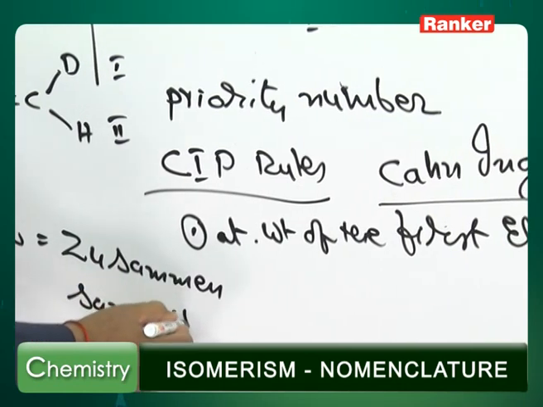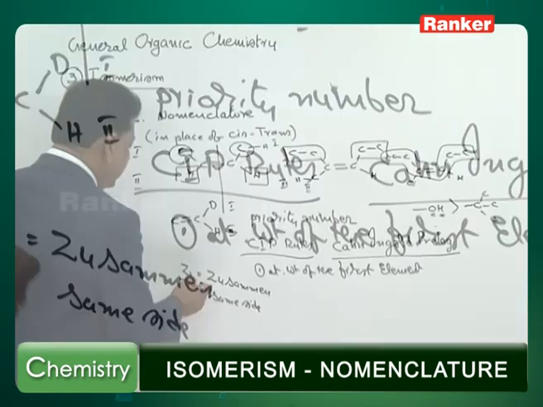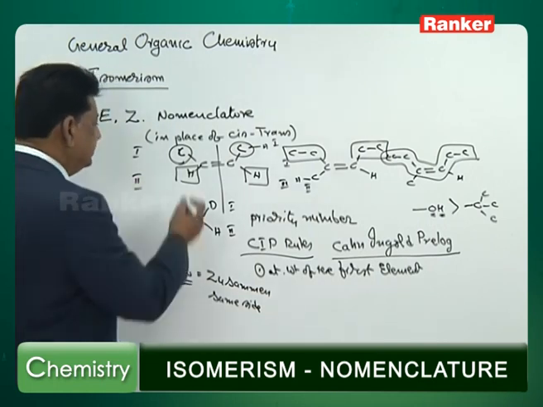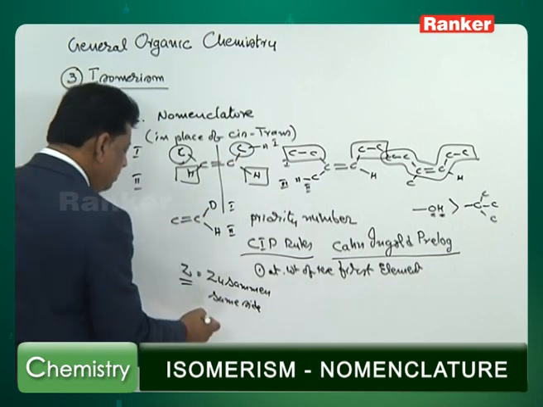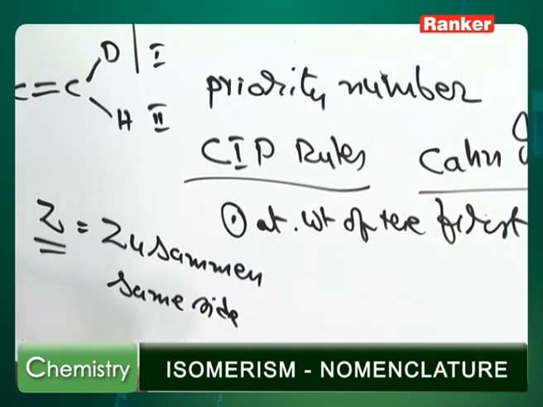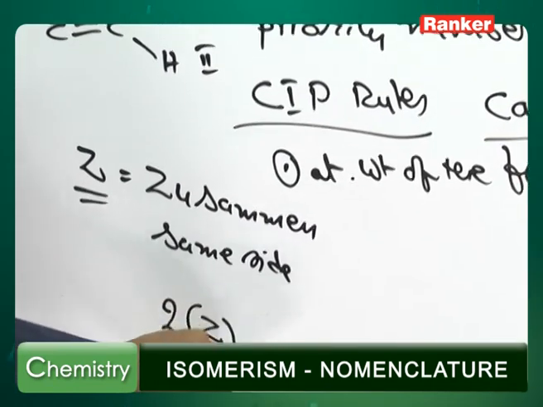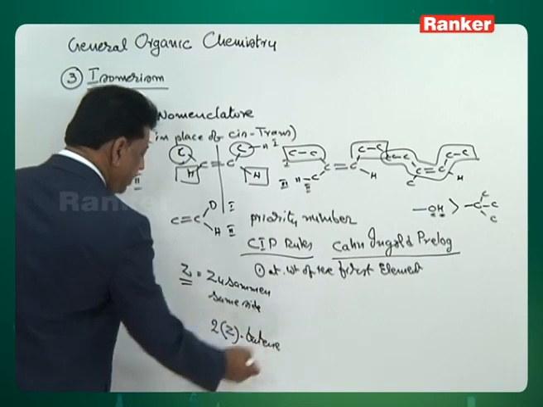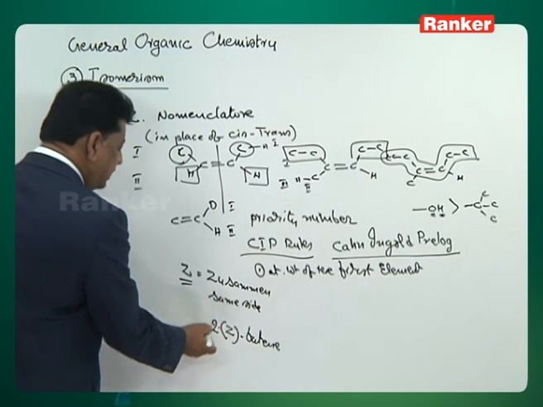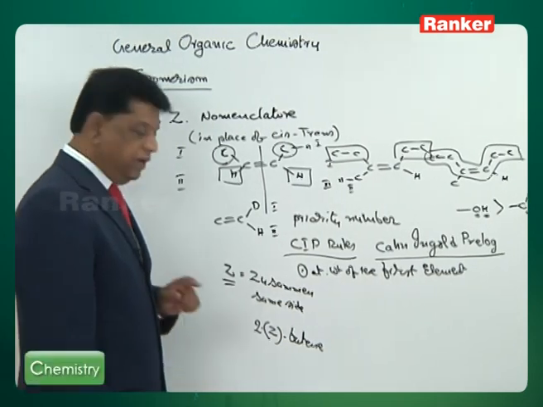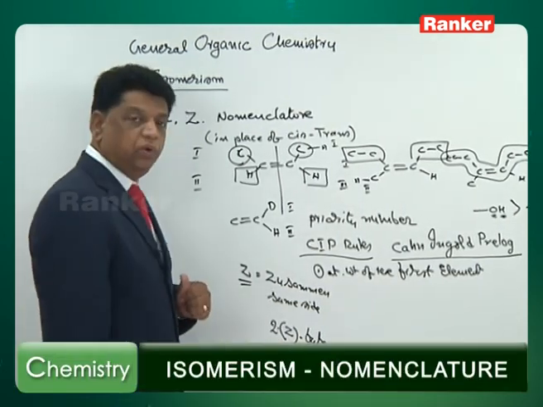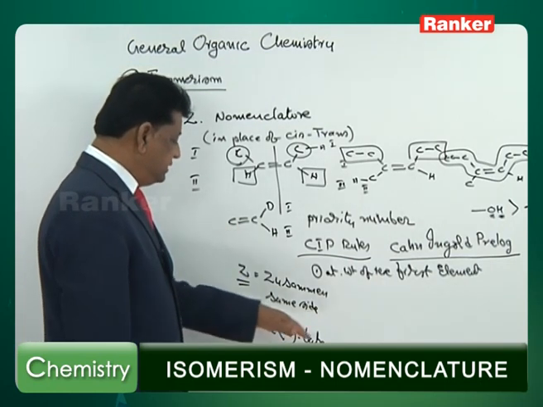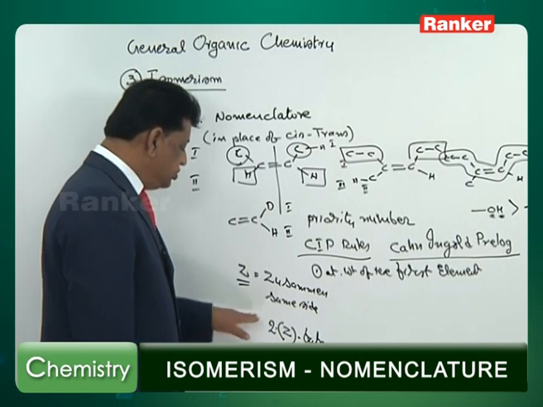If the groups are on the same side, we extend the letter Z. So this compound is named 2-butene, but at 2 we have a Z configuration: 2Z-butene. At 2, what configuration is there? Z is there. Previously, we used cis in front of the 2, cis-2-butene. Instead of 2-cis-butene, we used to say cis-2-butene.